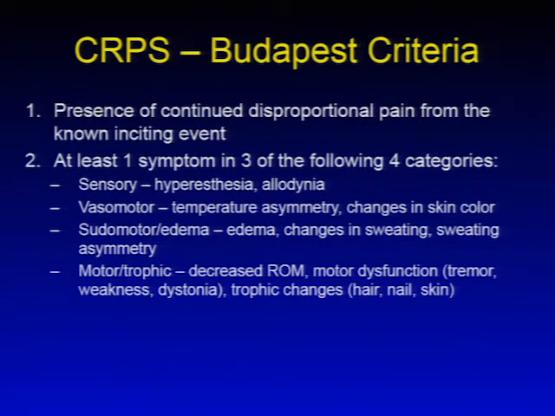One of the criteria in diagnosing complex regional pain syndrome was what is now known as the Budapest criteria, which includes the following. Number 1, presence of continued disproportional pain from the known inciting event. And number 2, at least one symptom in 3 of each of these following categories. The 4 categories are sensory, vasomotor, pseudomotor, and motor trophic. And you can see, for your reference, the types of symptoms that would correspond to the categories listed below. Again, it's one symptom in each of the 3 following 4 categories.